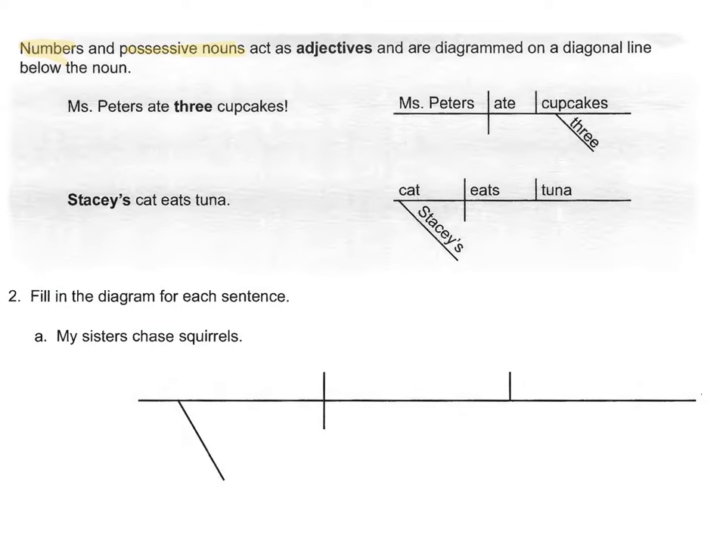Numbers and possessive pronouns can act as adjectives, they can function as adjectives, and are diagrammed on diagonal lines below the noun. Miss Peters ate three cupcakes. Who or what's it about? Miss Peters. What did she do? She ate. What did she eat? Cupcakes. How many? Three. So you can see that it's diagrammed correctly over here.